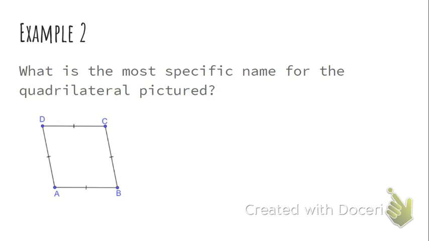Well, no, in this case we cannot call it a square because we don't have right angles. They didn't mark those for us. So the most specific name we can give would be to call it a rhombus. We could prove that it's a parallelogram, and because all sides are congruent, it's a rhombus.